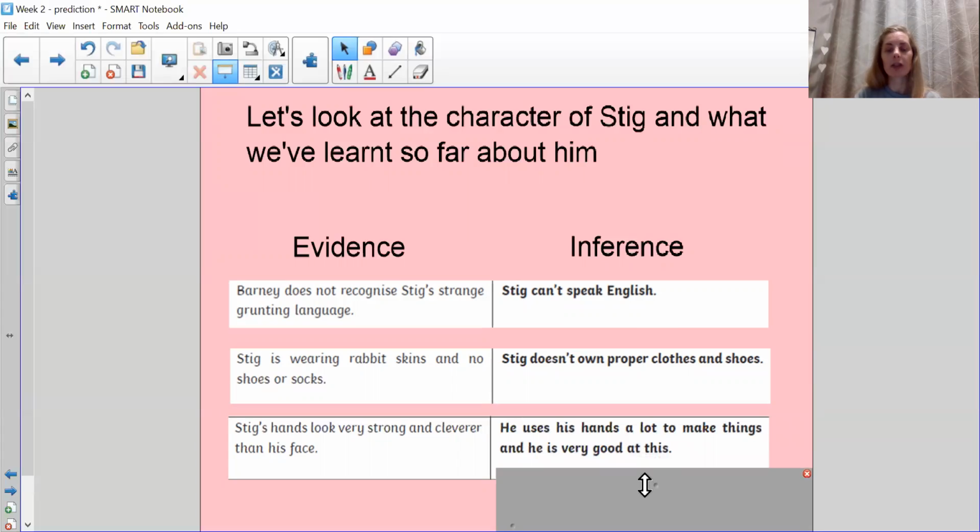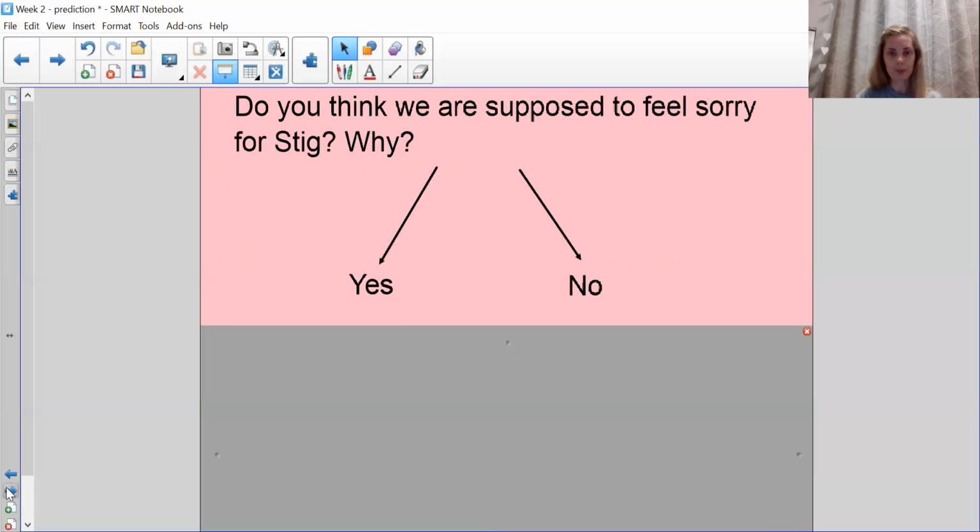And the last bit, that he has very strong hands, tells us that he makes lots of things with his hands, and he's very good at doing this. And we have learned already in the story so far that he is very creative with his hands, and that he's come up with many ideas in order to survive in this rubbish dump.